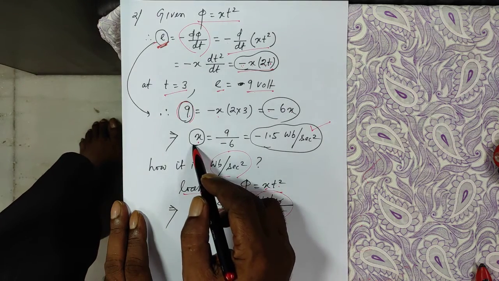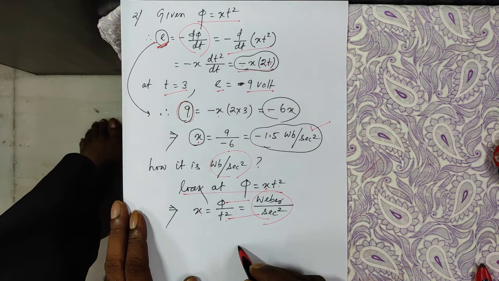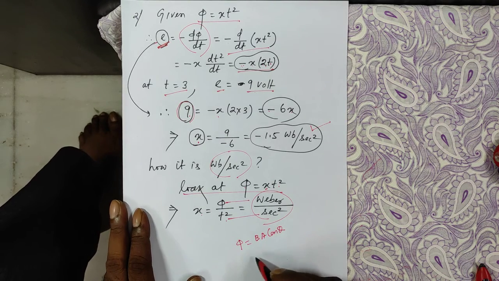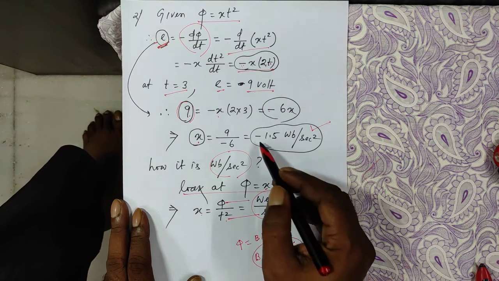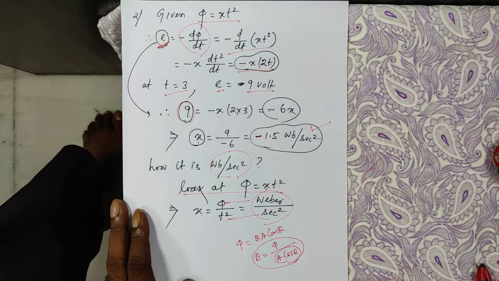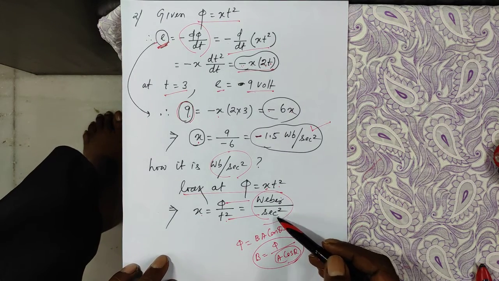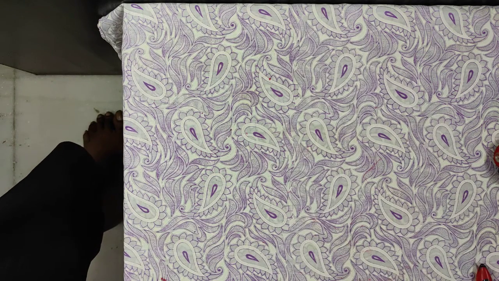Means, and we know flux is equal to BA cos theta. So B is equal to phi over A cos theta. This is the unit of area, right? So this negative sign means it is decreasing, right? Flux per time square is decreasing. The negative sign indicates it is decreasing.